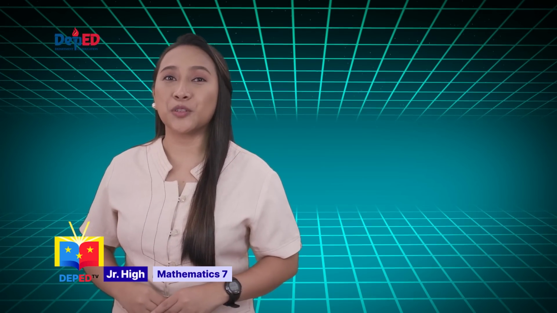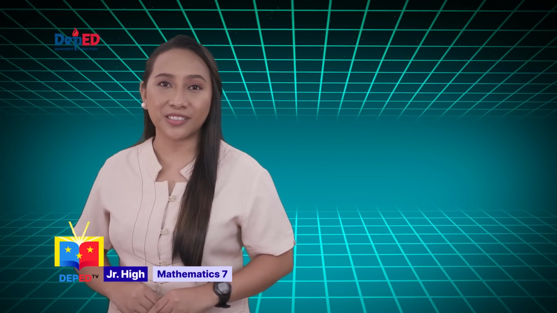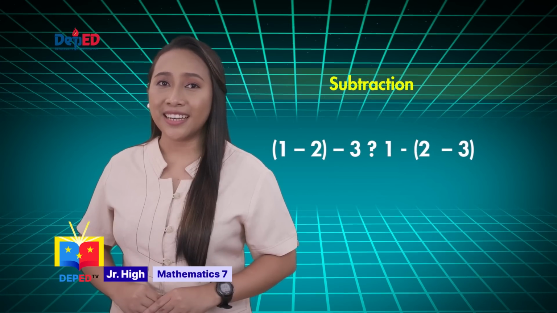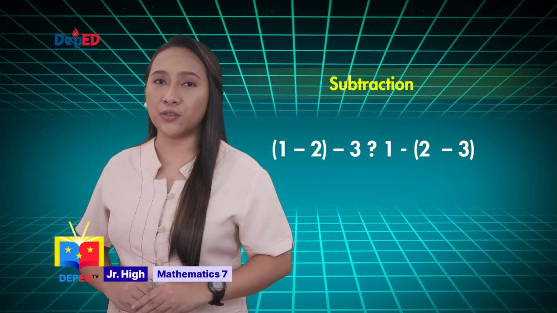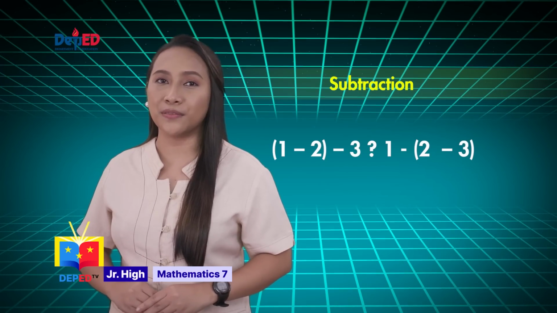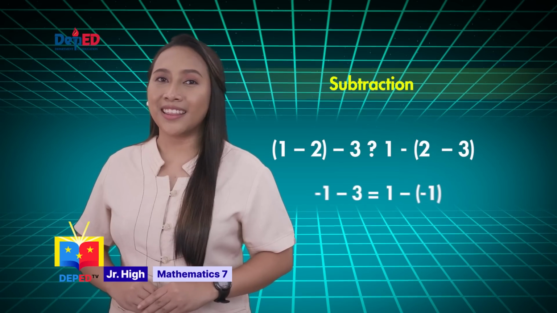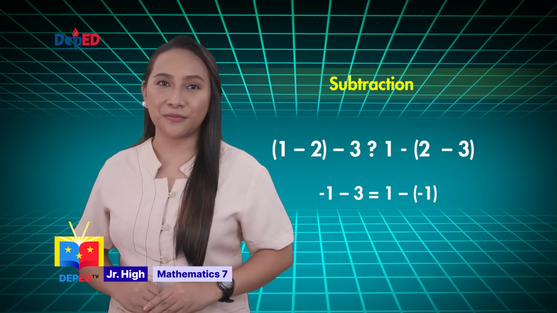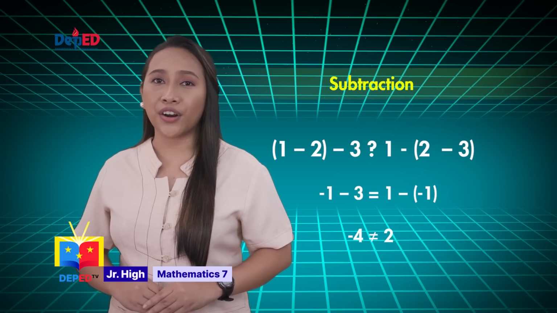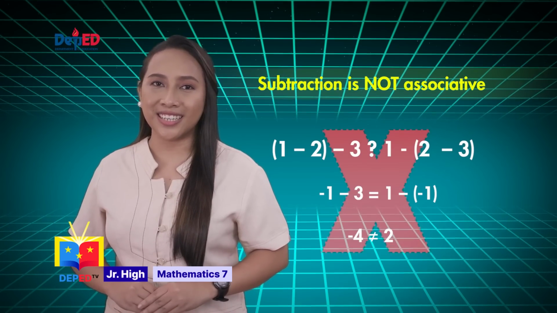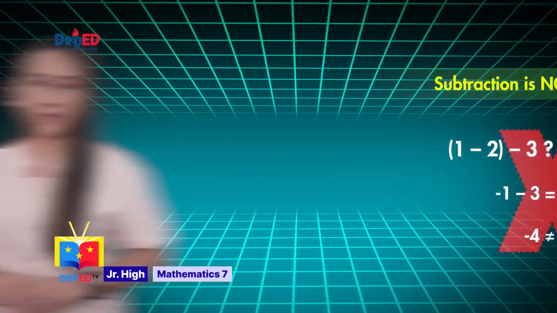Take note that subtraction and division are not associative. For example, in subtraction, is the quantity of 1 minus 2 minus 3 equal to 1 minus the quantity of 2 minus 3? This will be negative 1 minus 3 and 1 minus negative 1. Negative 4 is not equal to 2. Hence, subtraction is not associative.